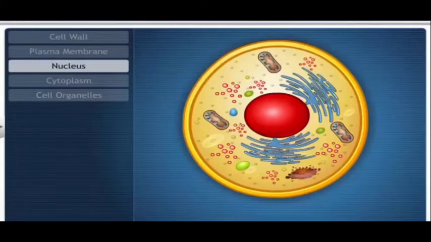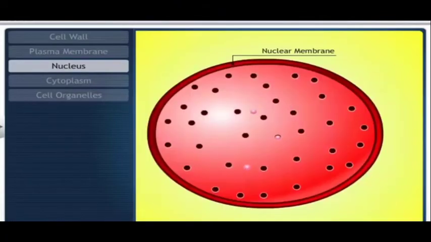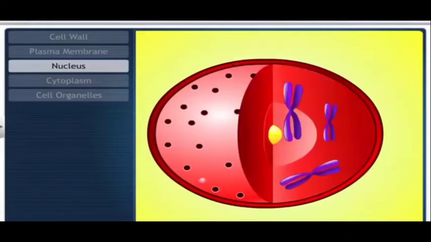Let's now look into the cell. This is the control center of the cell called the nucleus. The nucleus has a nuclear membrane which is double-layered. The nuclear membrane is perforated to allow substances to enter and leave the nucleus. The nucleus contains chromosomes.